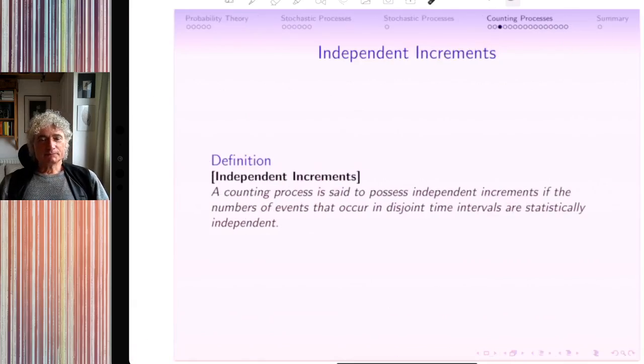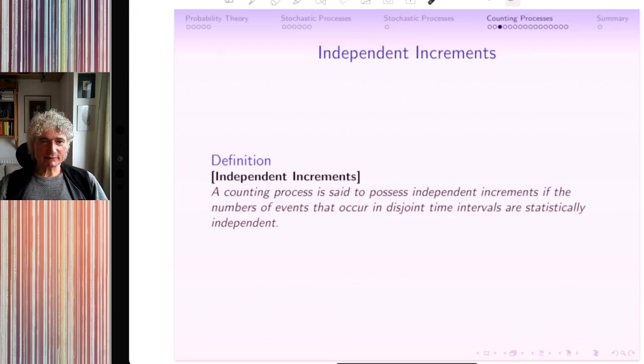Okay, very important for the characterization of these counting processes is the idea of independent increments. So a counting process is said to possess independent increments if the number of events that occur in disjoint time intervals are statistically independent.